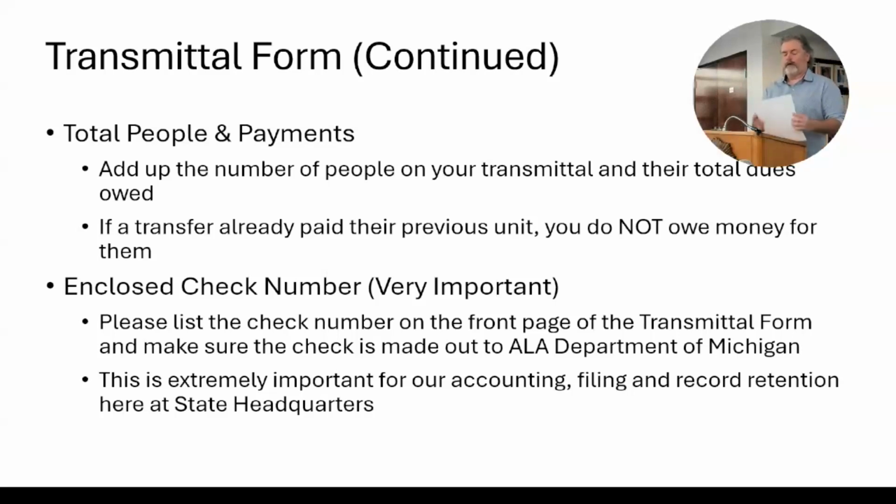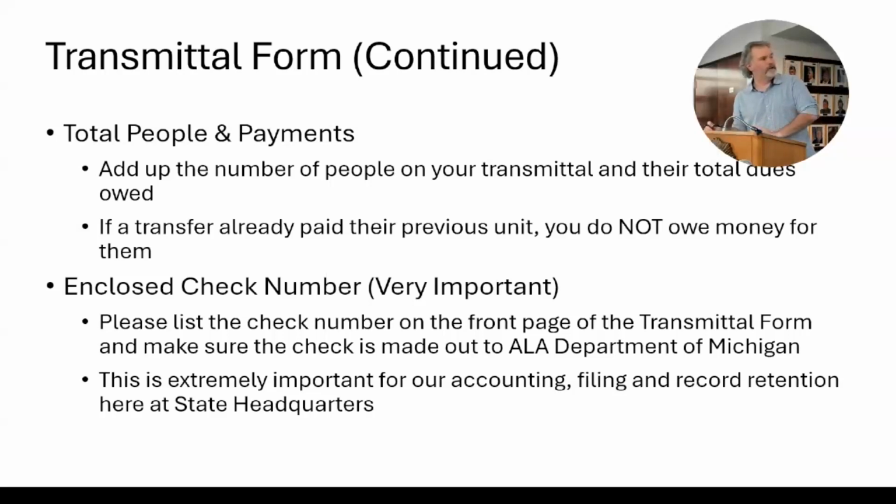Also, if someone says they're not sure if they paid their previous unit, that is something you can check with ALA MIS if you have your ALA MIS access, and we will be going over ALA MIS access forms later and how to get that. That is the other major resource that I think is really important for unit leadership and for unit membership chairs, that ALA MIS system.